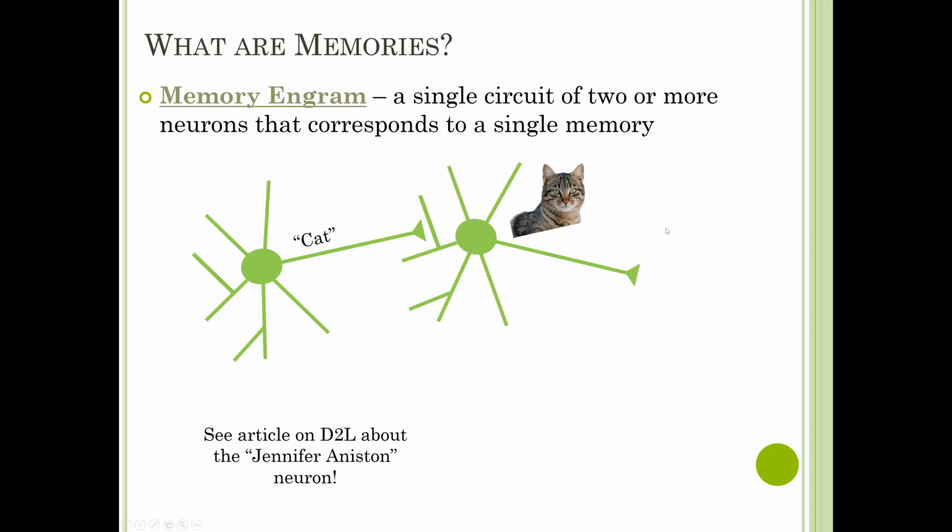We've actually also narrowed down some memories to just specific single neurons, and I'm posting an interesting article on D2L about when researchers discovered what they called the Jennifer Aniston neuron. They looked at a bunch of different people's brains and the activity in their brains, and they were able to narrow down recognition of Jennifer Aniston's face to activity in a single neuron.